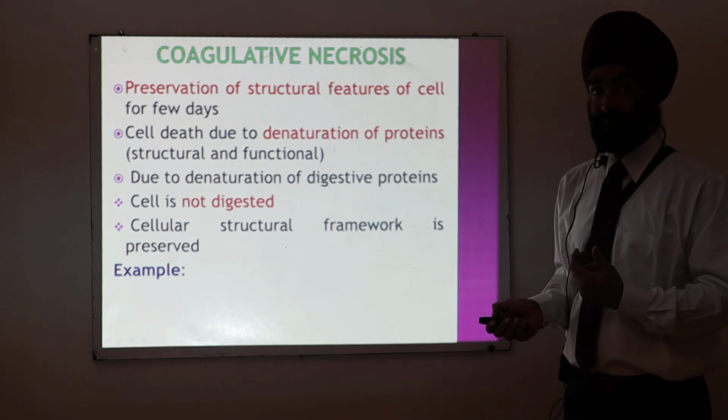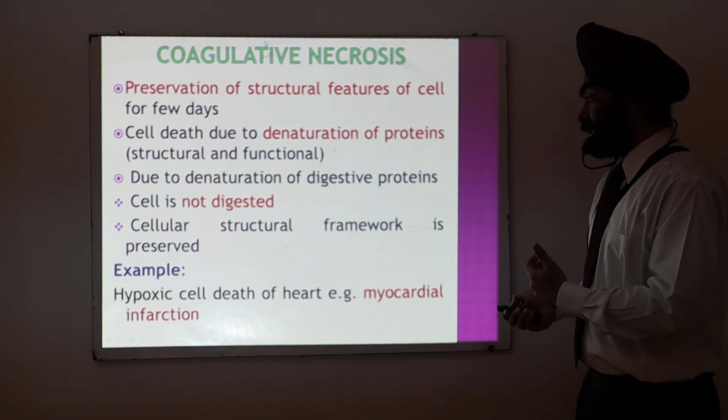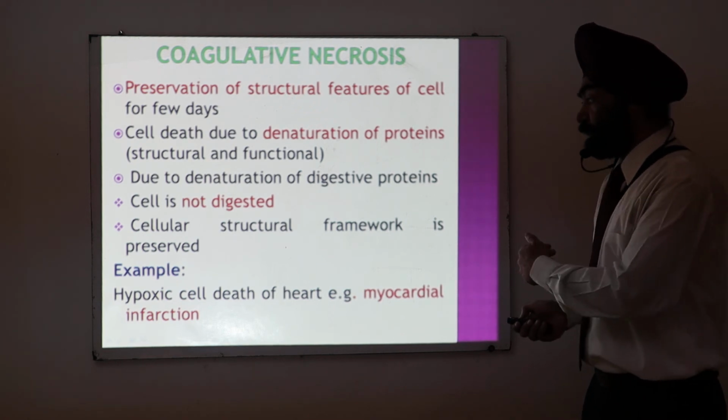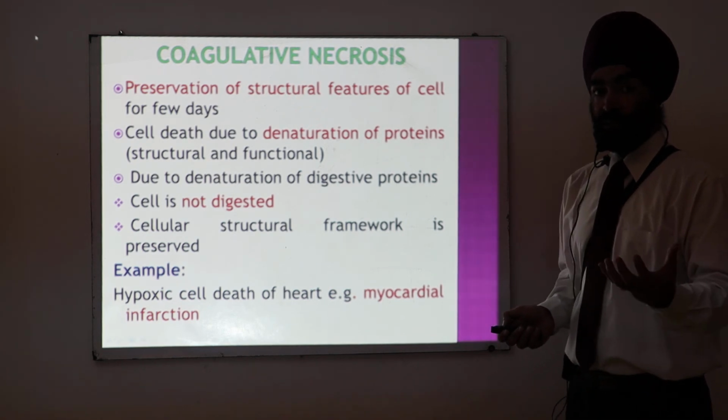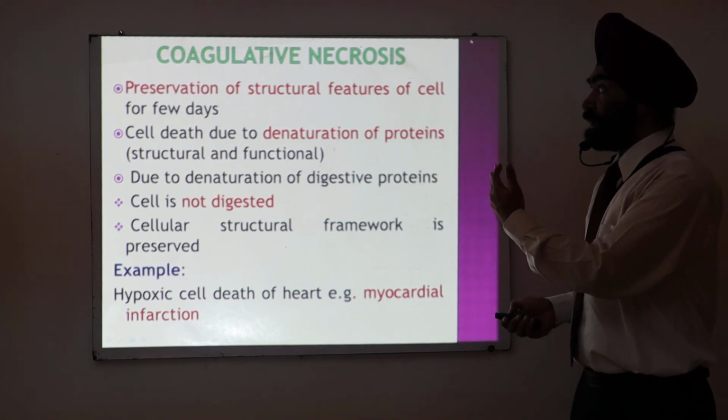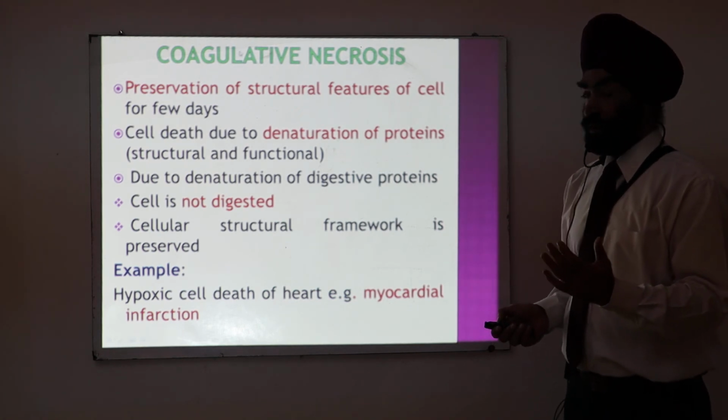If the cell is not digested, the cell frame will be maintained, the cell structure will be maintained. Where does this kind of cell death take place? An example is hypoxia to the heart, in the form of myocardial infarction. If you take out the tissue, the cell structure is maintained for a certain period of time. So this is called coagulative necrosis.